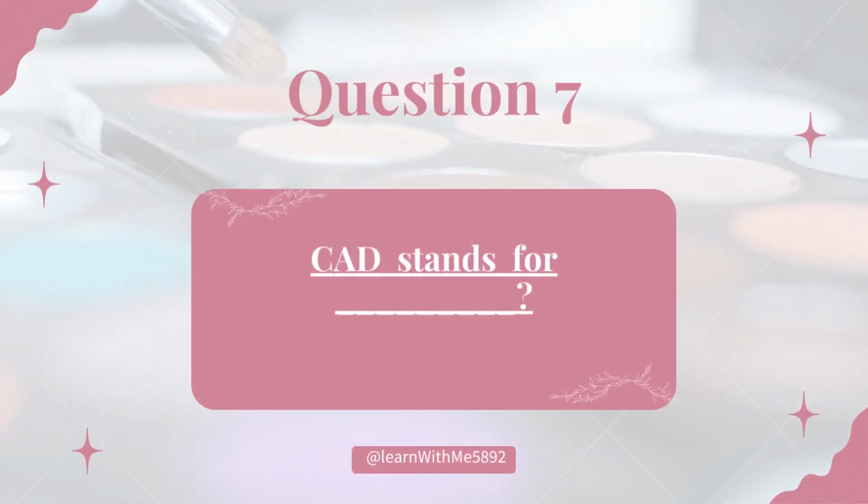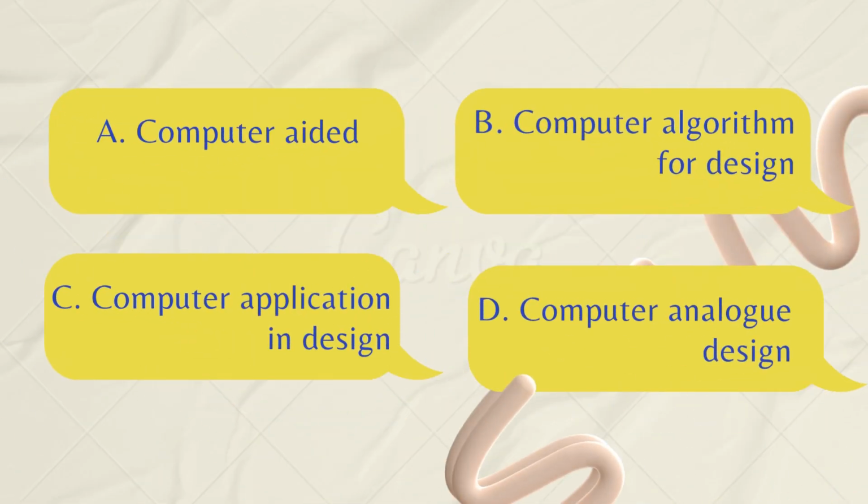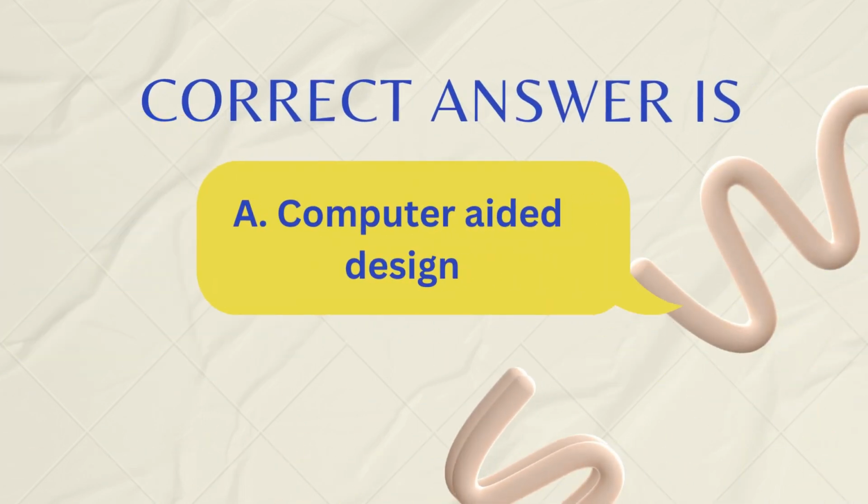Question number 7. CAD stands for dash. Option A, computer-aided design. B, a computer algorithm for design. C, computer application in design. D, a computer analog design. The correct answer is A, computer-aided design.